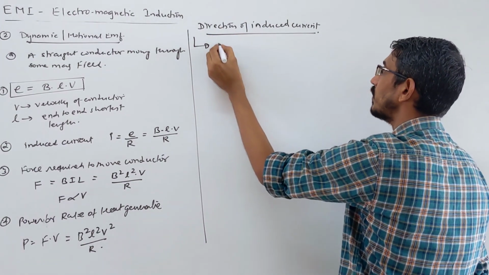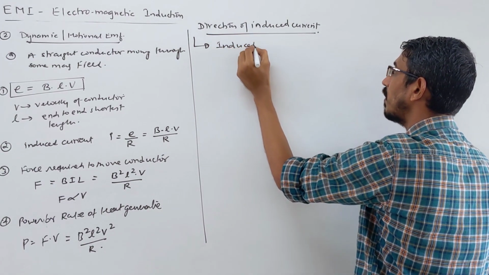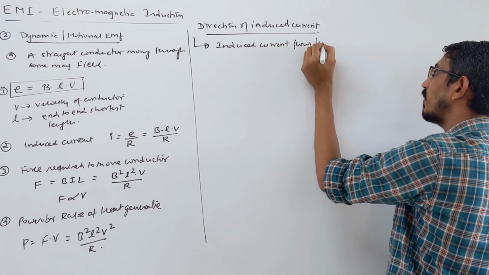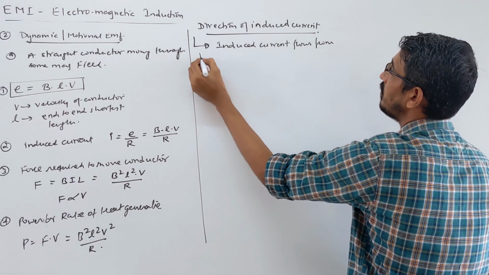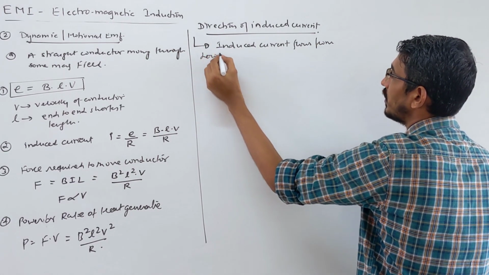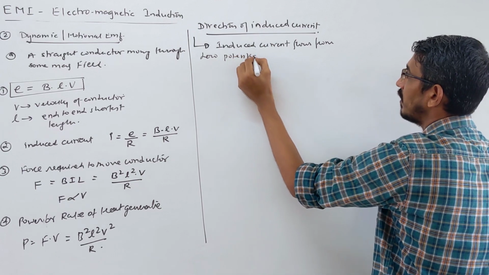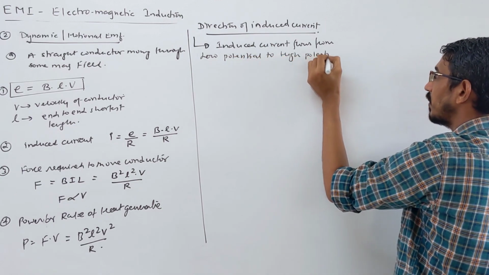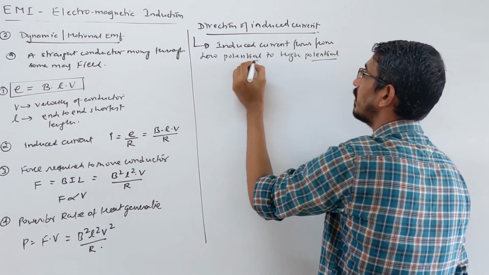Remember here, induced current flows from what? From low potential to what? High potential. Now it's correct. I said initially in words wrong.